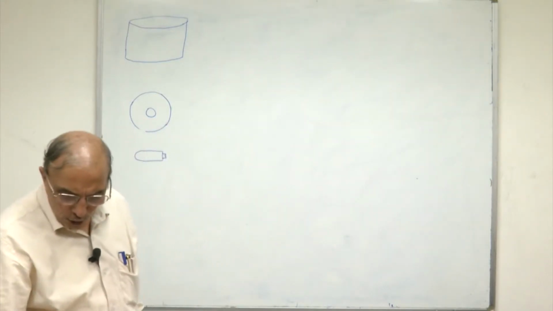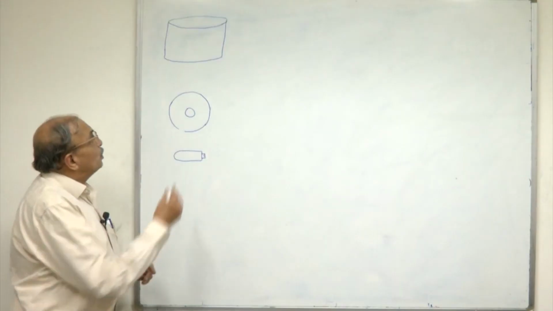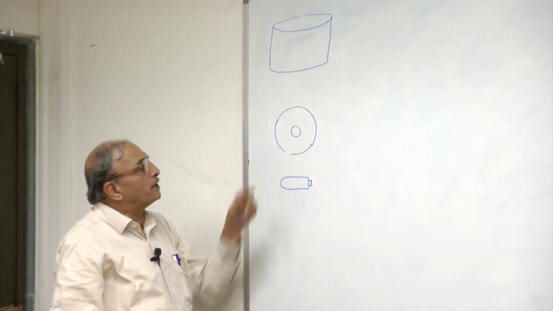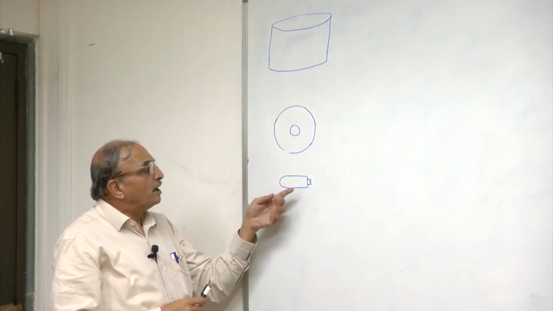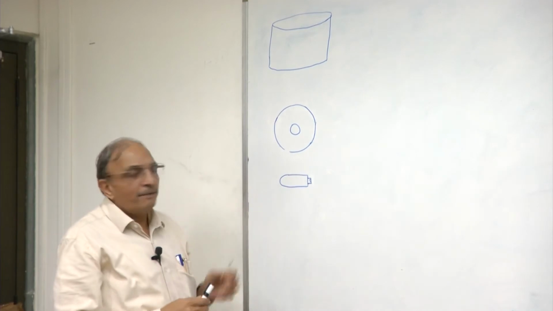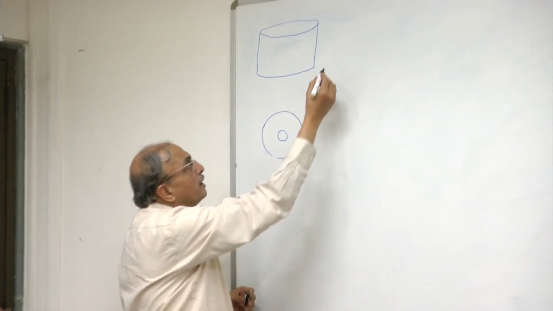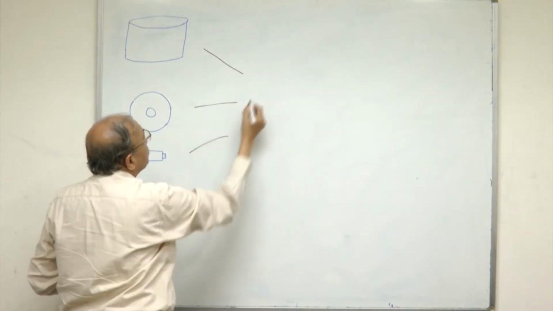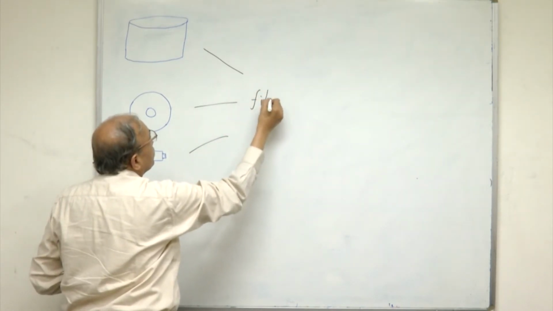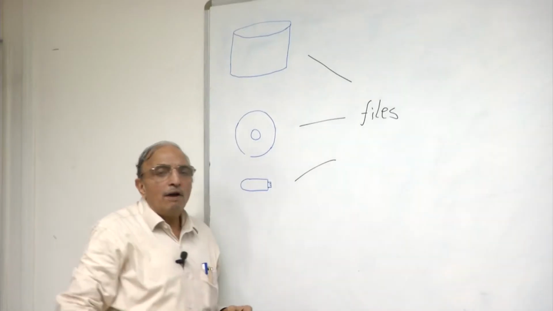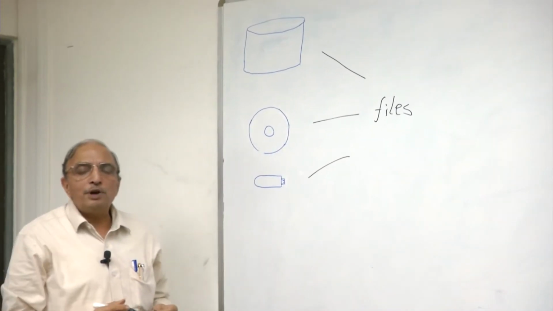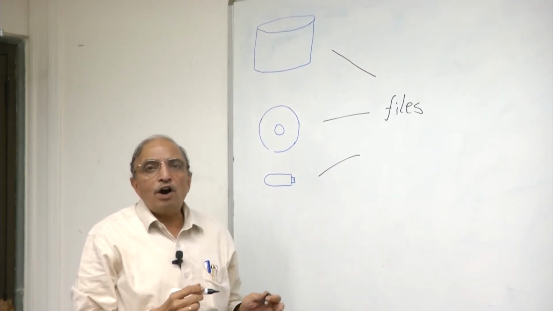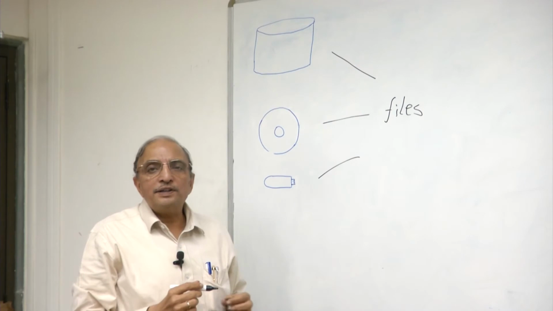Symbolically, these are shown here on the board. So, this is a typical symbol of an external hard disk. This is a symbol used to represent a CD, and this obviously looks like pen drive. All of these, as I said, contain data in the form of files. Obviously, it is necessary for us to be able to write C++ programs which can read data from these files or write data onto these files.